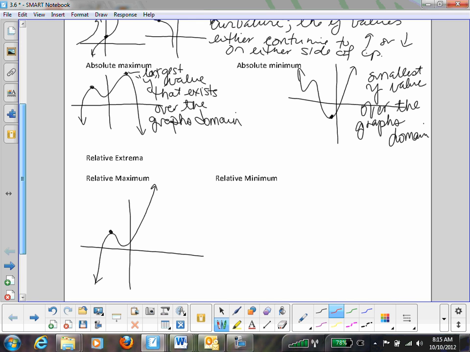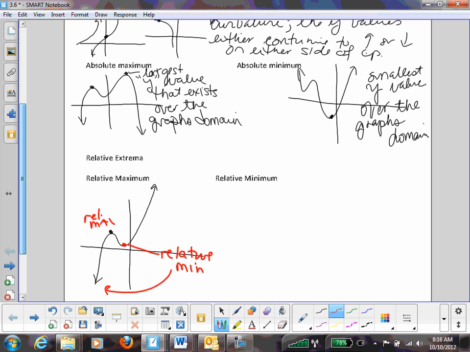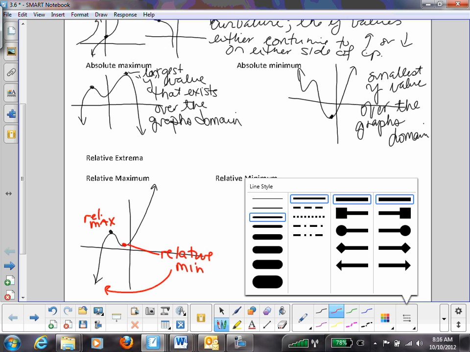Likewise, this is the relative minimum because of our tail going down. It implies that our y values will continue to get smaller as our function goes towards negative infinity. So this is a relative max and relative min.